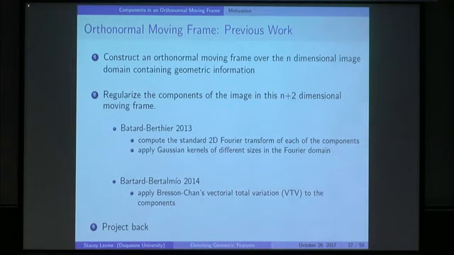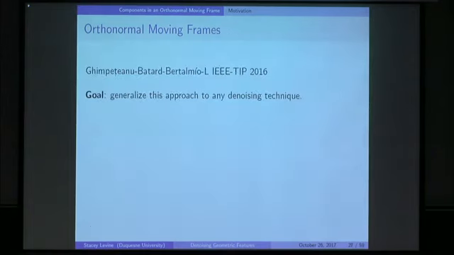And then Batard and Bartolomeo back in 2014 said, well, what if we could make this more of a denoising technique? So instead of just applying Gaussian kernels to the components, they applied this vectorial total variation and saw that you can do better by smoothing the components rather than smoothing the original image before projecting back. So then we looked at what if we can just generalize this to any denoising technique.